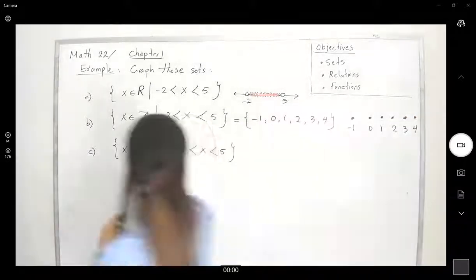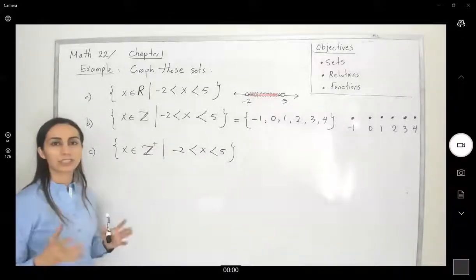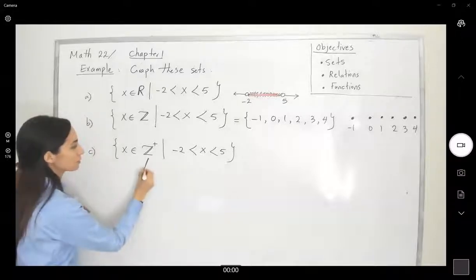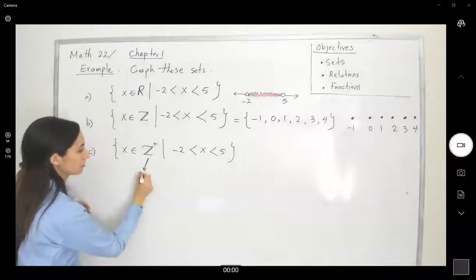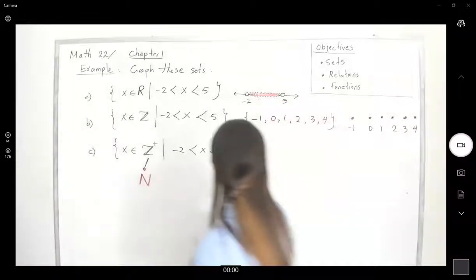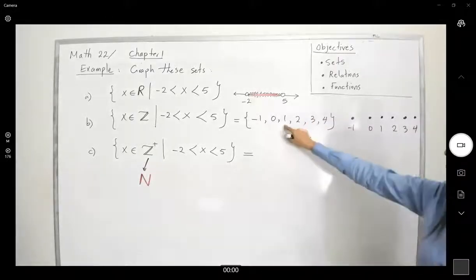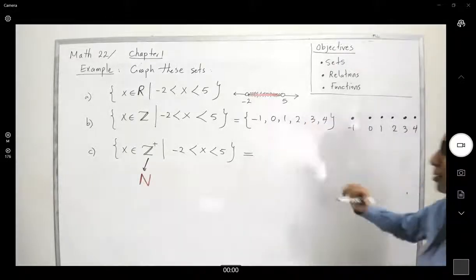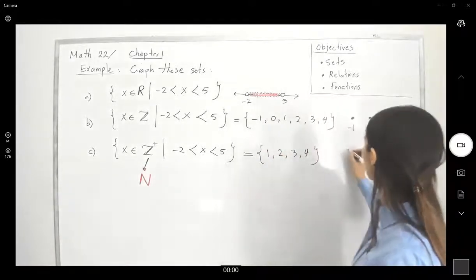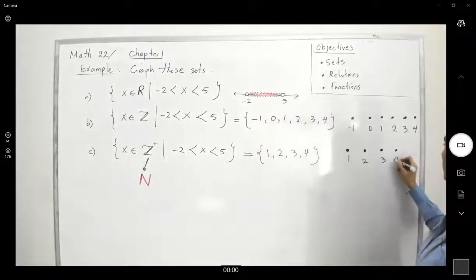And finally, if it has a plus sign on top of it, it's equivalent to saying that you are working with natural numbers. Well, here we go. Natural numbers start from 1. So it's going to be 1, 2, 3, and it stops at 4. So we have 1, 2, 3, and 4.